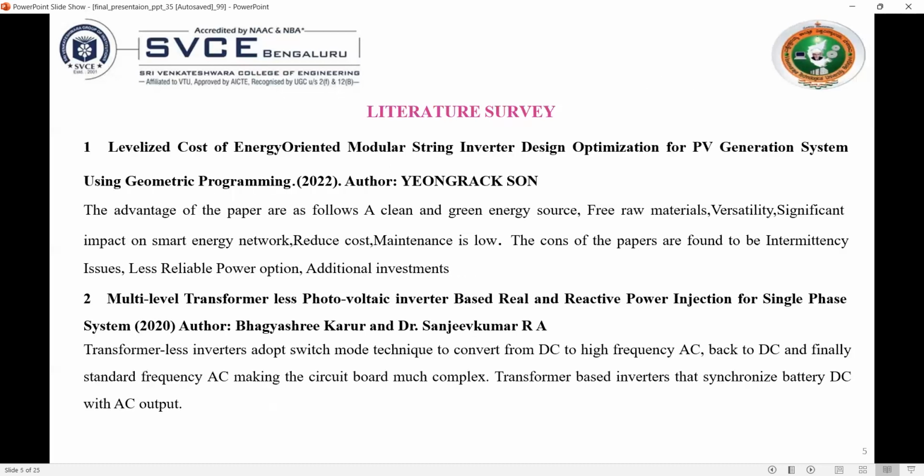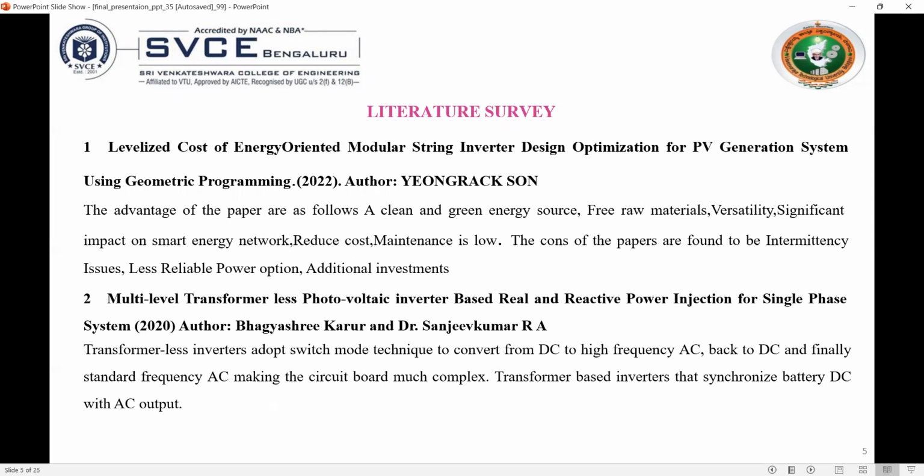Coming to the literature survey, the first paper we go through is Levelized Cost of Energy-Oriented Modular String Inverter Design Optimization for PV Generation System Using Geometric Programming, which was published in 2022. The advantages of the paper are as follows: a clean and green energy source is used, free raw materials, versatile, significant impact on smart energy networks, reduced cost, and low maintenance. But this paper has its drawbacks too. It is a less reliable power source, and additional investment is needed.